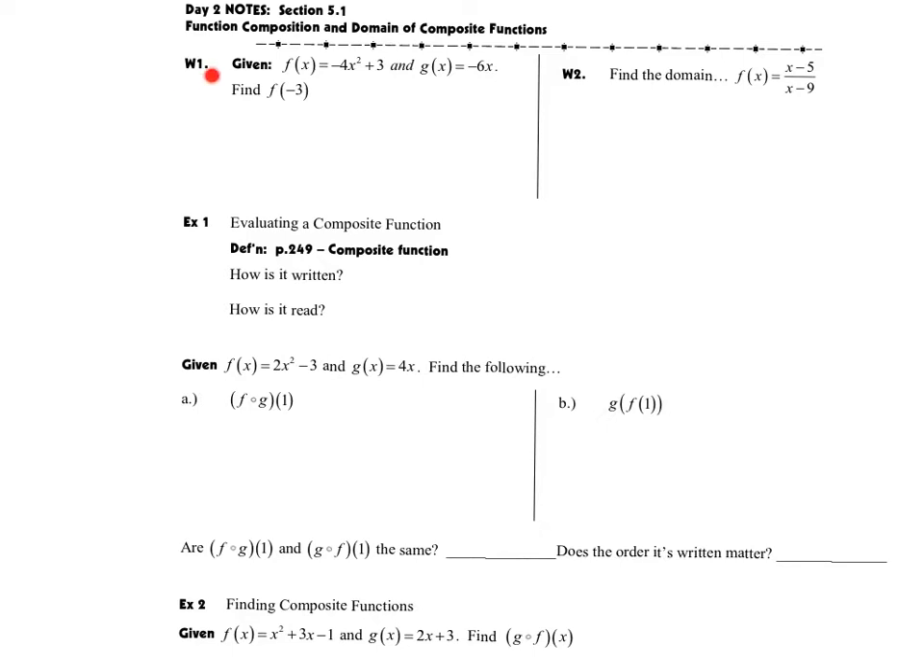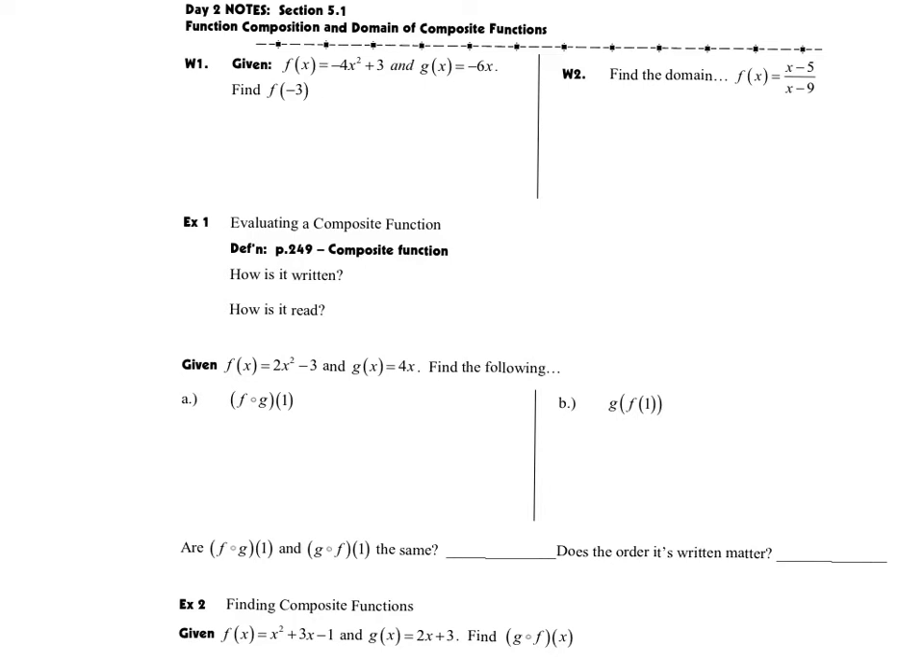So on warm-up number 1, we just want to quickly review evaluating our function. So for example, I give you f of x and g of x. I ask you to find f of negative 3. So of course that means that we're only going to put the negative 3 into the f function. So let's just do that very quickly.